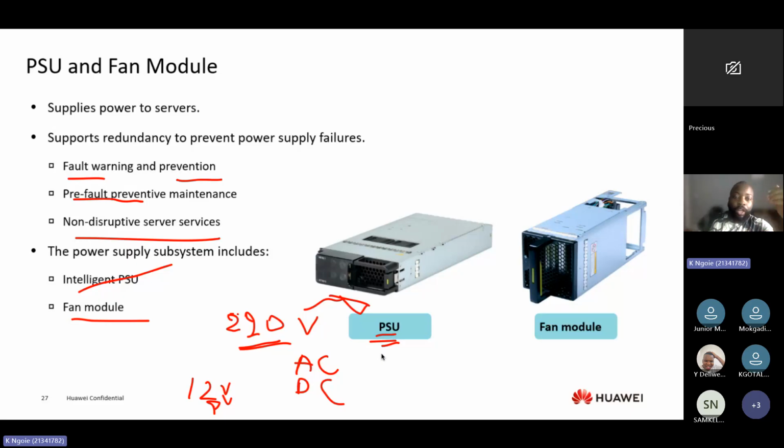So the PSU in a server will play that role of converting, so that there's no 220 going to the storage, the memory, all your NICs. They don't receive so much power. So that's the role of the PSU.